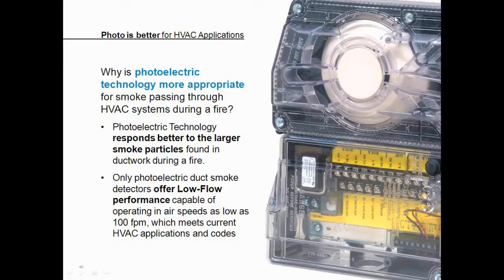Ionization detectors can typically only be used at airspeeds as low as 300 feet per minute, whereas photos can be utilized in a duct housing in a wider range of applications as they can be installed in airspeeds as low as 100 feet per minute, which meets the current code requirements. And also if they're used in a pendant mount application, most can typically be used down to 0 feet per minute.